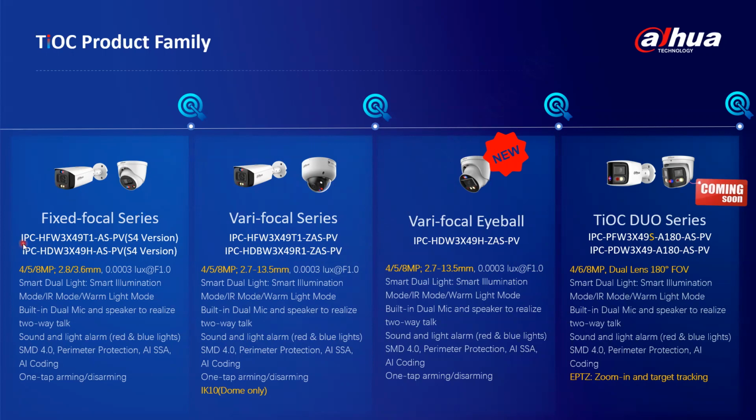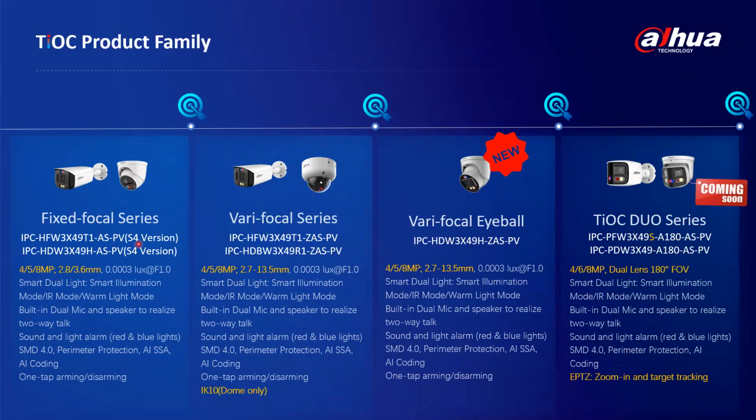We have the IPC-HFW. This is for the bullet series, WeSense 3. The X here defines the type of resolution the camera can handle, for example, 4 megapixels, 5 megapixels, and 4K resolution. Then we have 4 here to indicate that this camera has an AI generation, and the function is full color. T1 defines the body of the product. AS means we have some other features, for example, it supports audio alarm and speaker. This is basically for perimeter protection.